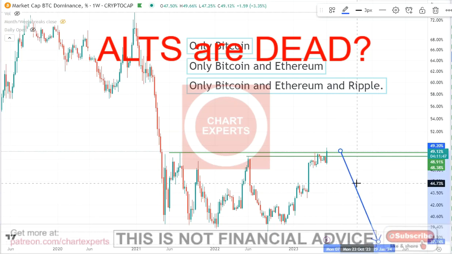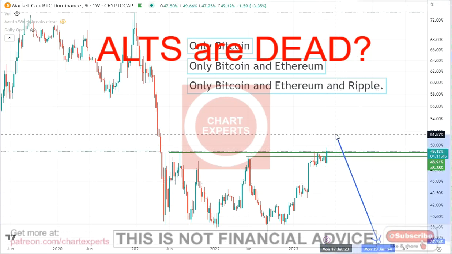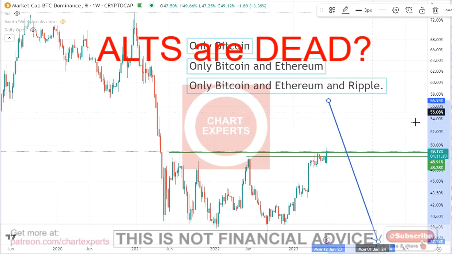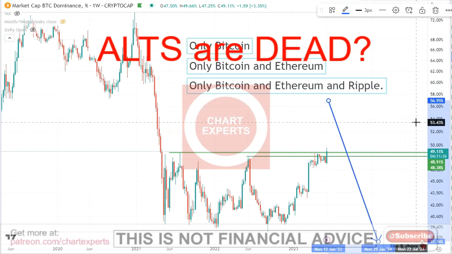It does not matter if it starts from here, from here, from there, from here. There's only one way that it's going to go, effectively, over time, because it's a growing industry. So all of this over-analysis of the Bitcoin dominance chart, I don't think it's necessary.